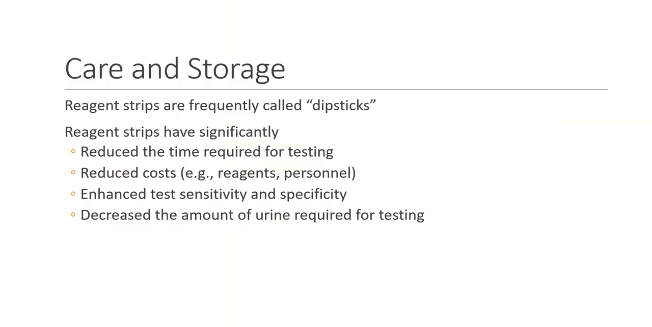Reagent strips are frequently called dipsticks, and reagent strips have significantly reduced the time required for testing. Prior to this, we had to take urine and do individual chemical tests. It has reduced costs because we don't need as many reagents, and fewer personnel can run the urinalysis machine. It has enhanced test sensitivity and specificity, and it decreased the amount of urine required for testing.